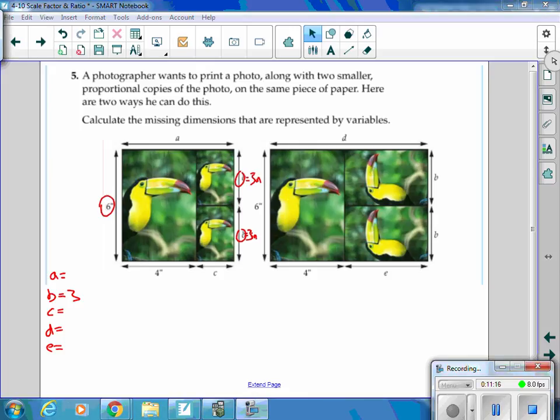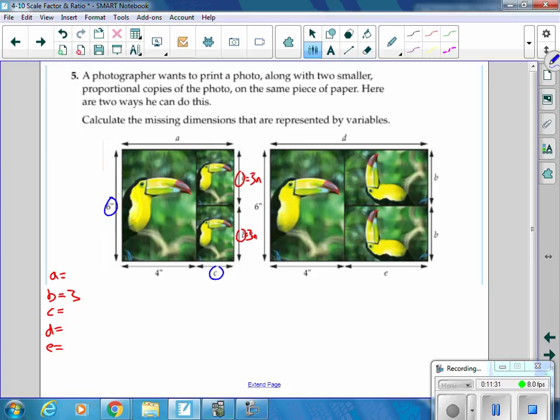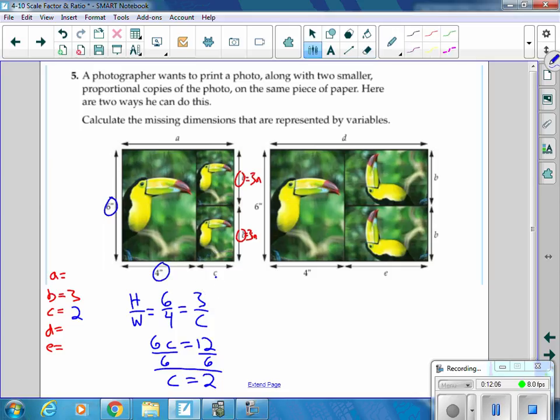Now, because I know B, the next one I could figure out here is C. Okay, because if I look at the big picture here, I know that the height is 6, and I know that the width is 4. So if I'm looking at the height over the width, I've got 6 over 4, and I know the height of the smaller one is 3, and I'm looking for C. So 6 times C is 6C, 4 times 3 is 12, divide by 6, and we get C is equal to 2. All right, so now I know what C is. I can go ahead and put the 2's next to all my C's, which is just the 1.